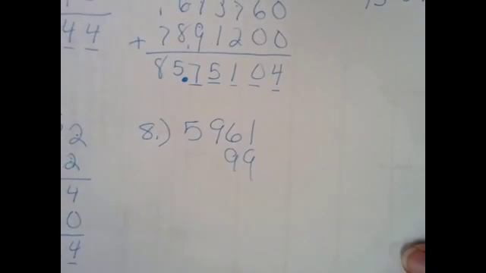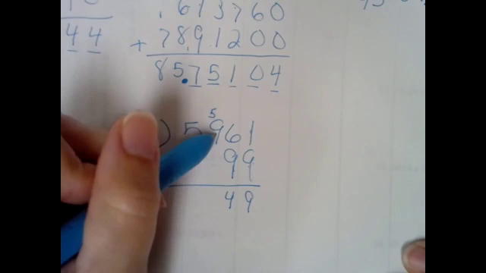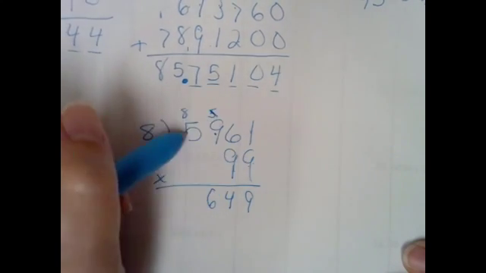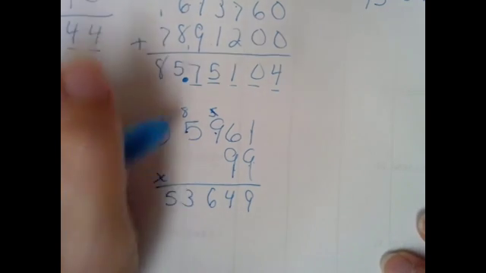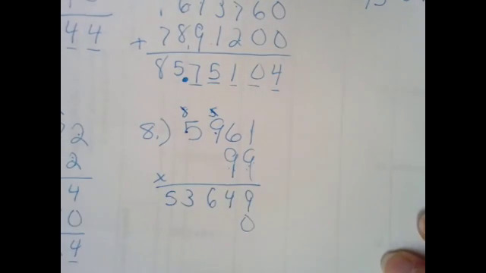Number 8. 5,961 times 99, because we're going to ignore the decimal places. 9 times 1 is 9. 9 times 6 is 54. 9 times 9 is 81, plus 5 more is 86. 9 times 5 is 45. 53. We scoot over to our tens digit, so we put a 0 for a placeholder.